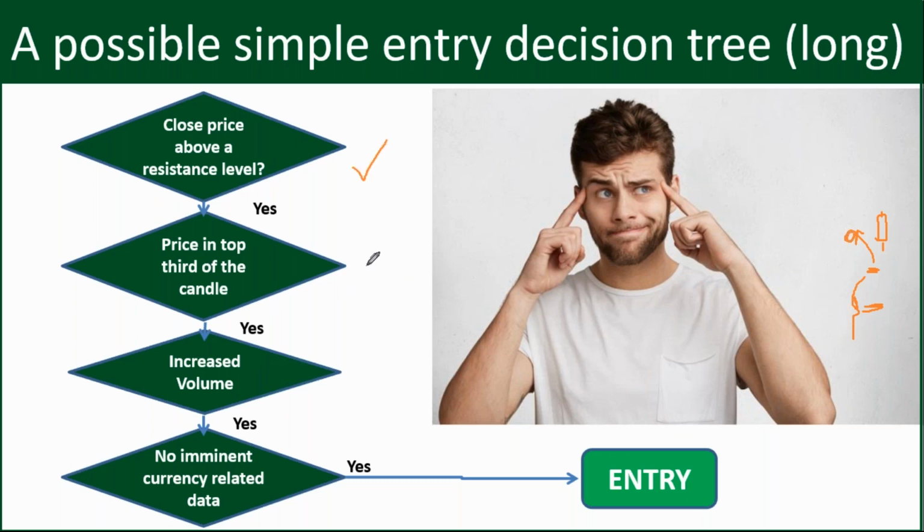Is the price in the top third? Tick. Is there increased volume? Now we can say increased volume from the last bar if you want, then we can place a tick. Now the last thing: is there no imminent currency related data? If there's not, then we can enter the trade.